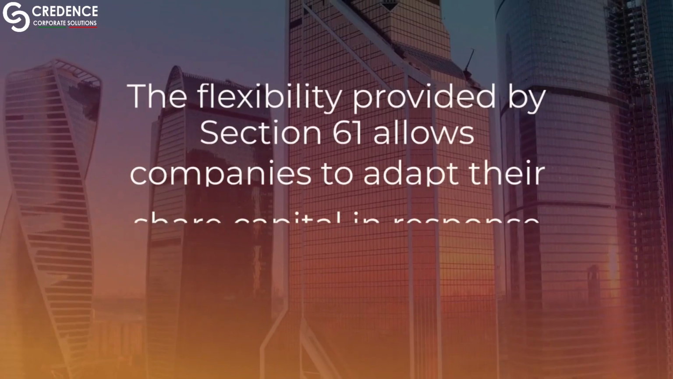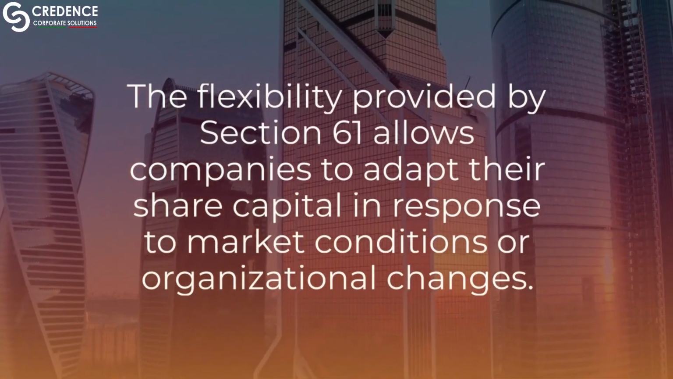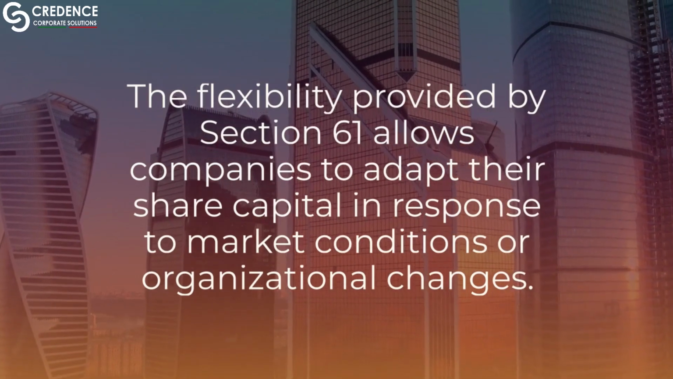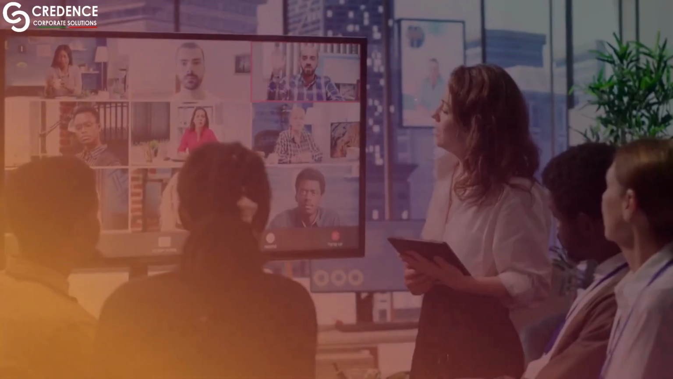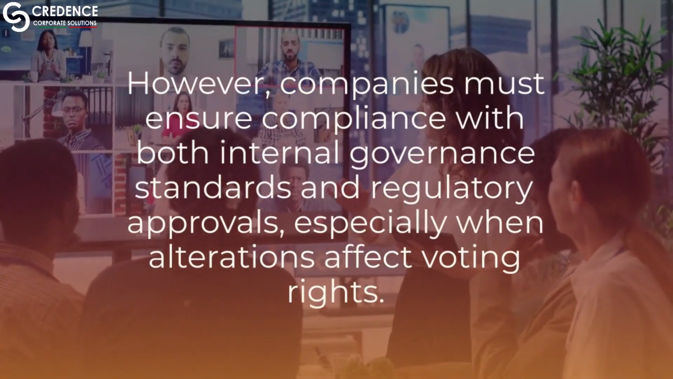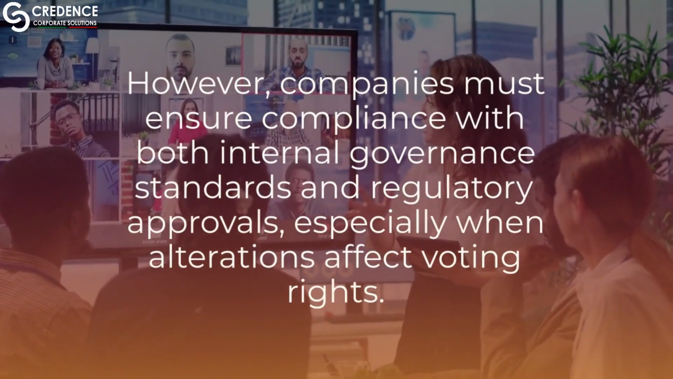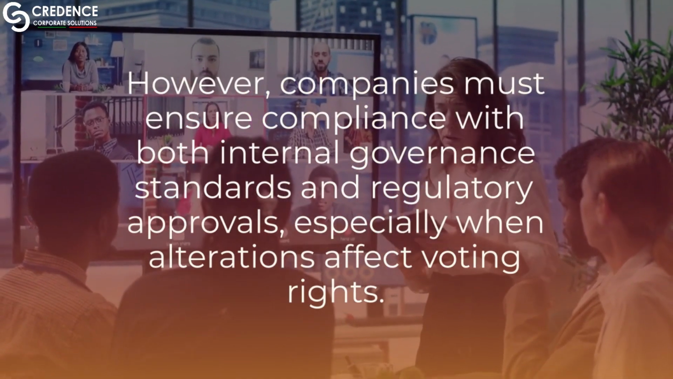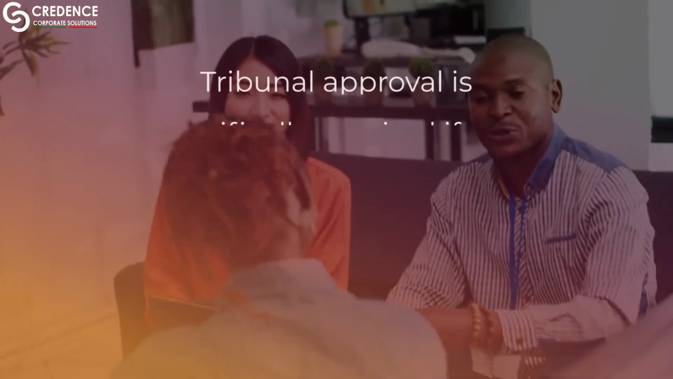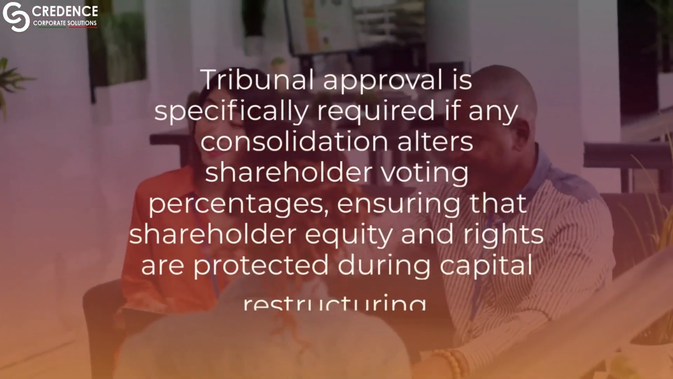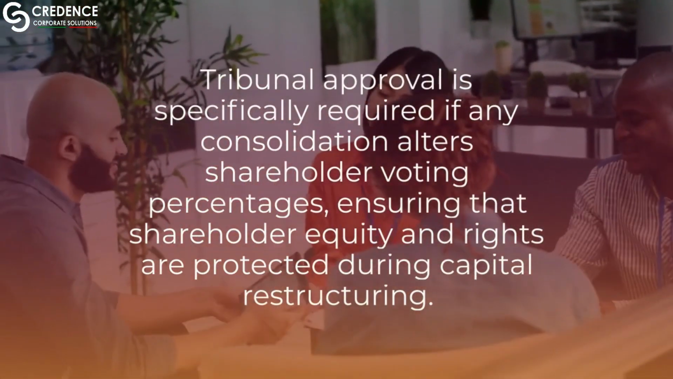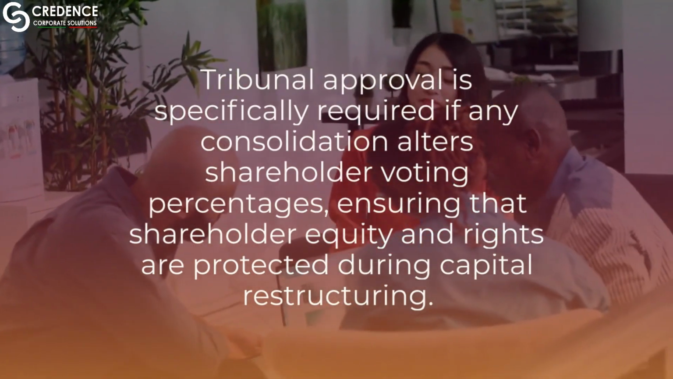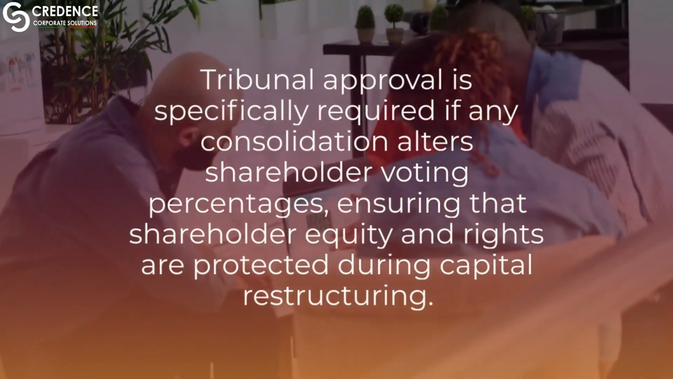4. Compliance and approvals in share capital alteration. The flexibility provided by Section 61 allows companies to adapt their share capital in response to market conditions or organizational changes. However, companies must ensure compliance with both internal governance standards and regulatory approvals, especially when alterations affect voting rights. Tribunal approval is specifically required if any consolidation alters shareholder voting percentages, ensuring that shareholder equity and rights are protected during capital restructuring.